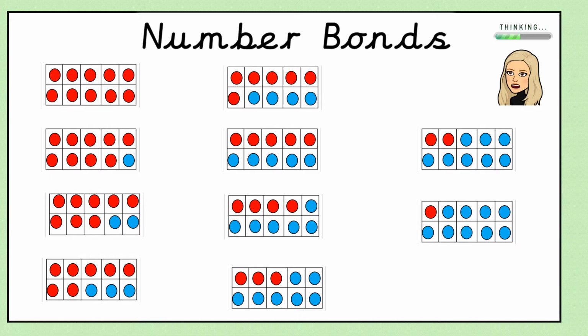To be able to do this strategy, Make 10, it's really important that you know your number bonds. So what you can do now is pause this video and write your number bonds for 10. You can use these 10 frames to help you. So write all of your number bonds to 10, press play, and then we'll move on. Okay, let's get started on our strategy, making 10.